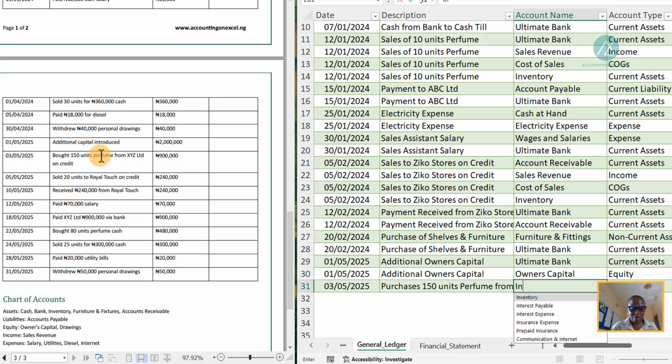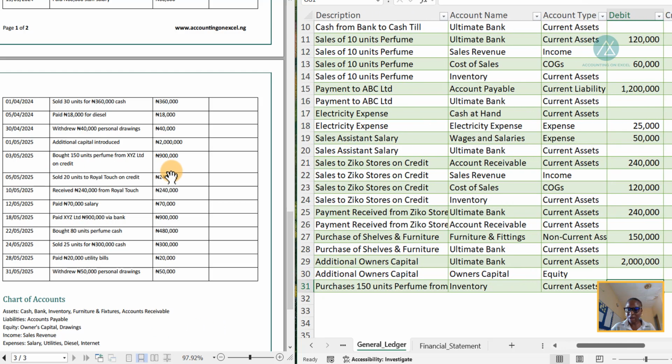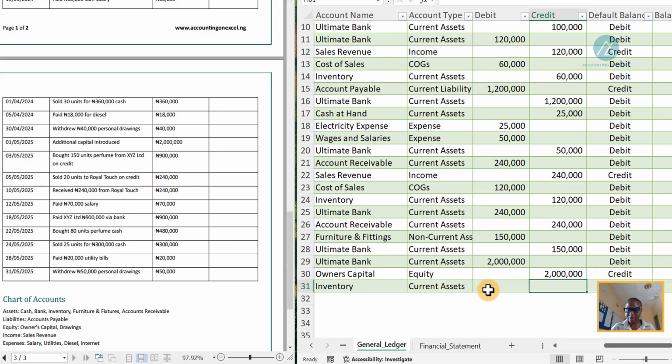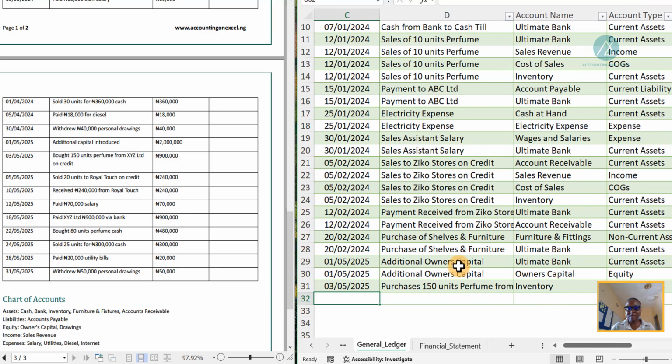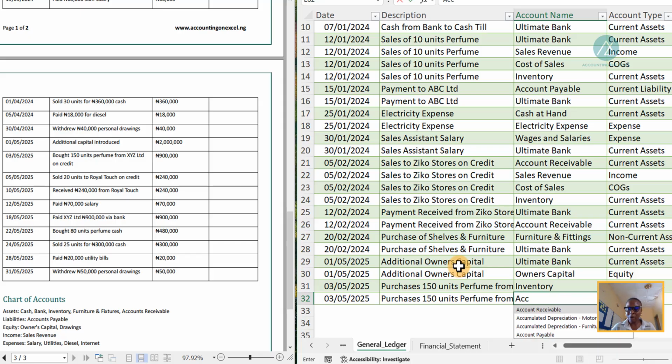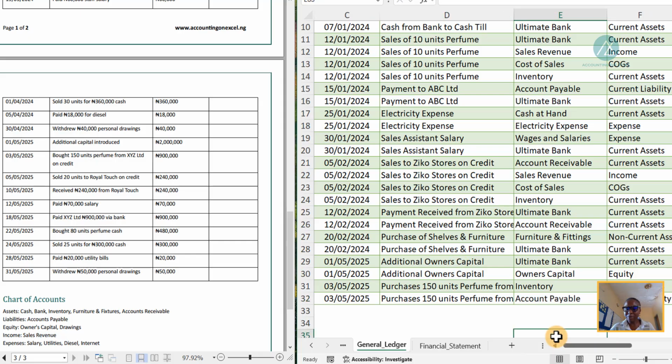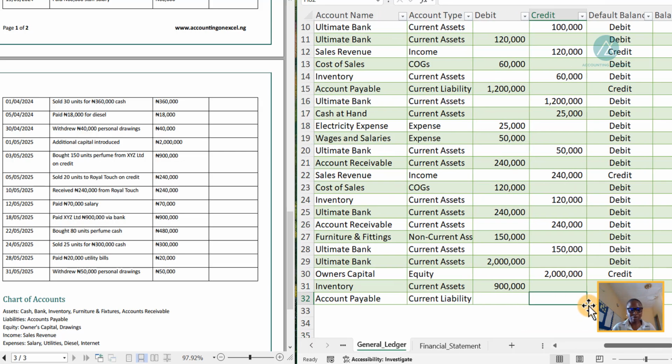So inventory is the debit first. We bought it at how much? 900,000, right? I believe it's still at 6,000 per unit, yes, 900,000. All right. So the next leg of it: because we bought on credit, accounts payable, we are owing. Amaka Global for perfume is owing 900,000.